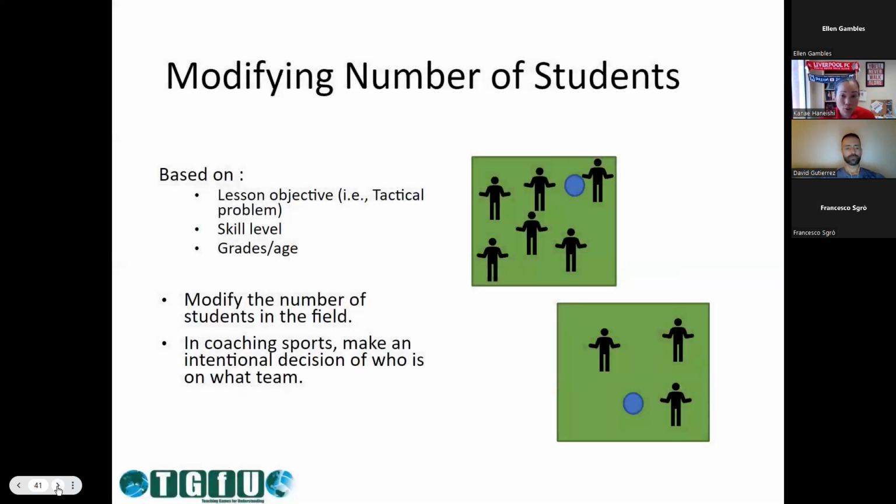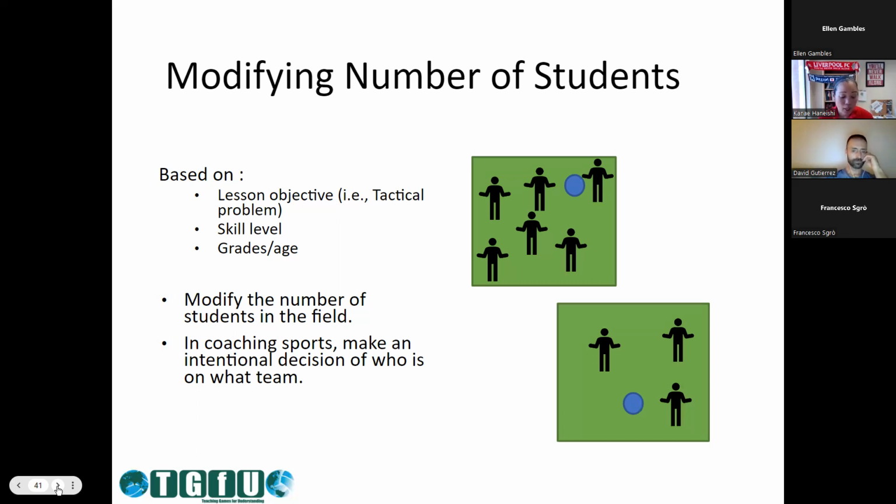The teachers and coaches also can modify games by changing the number of students or players. Based on your students' or players' skill level, grade level, age, or lesson problem, such as tactical problems, teachers should decide how many students should use each field. Make sure that no or limited students are watching the game. If you have 5 students watching the game, maybe create another field. So create more fields if necessary.